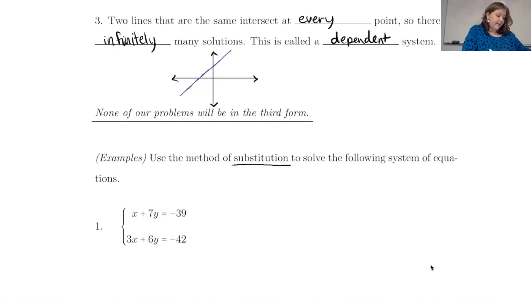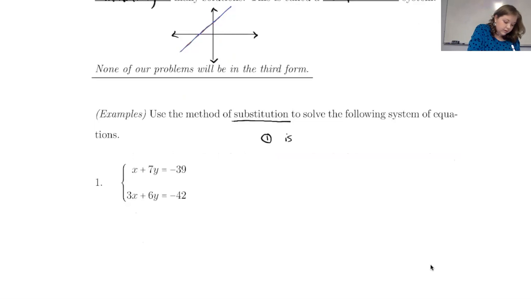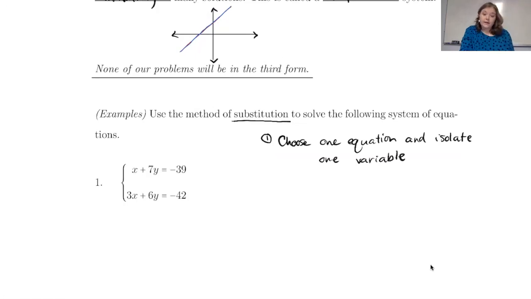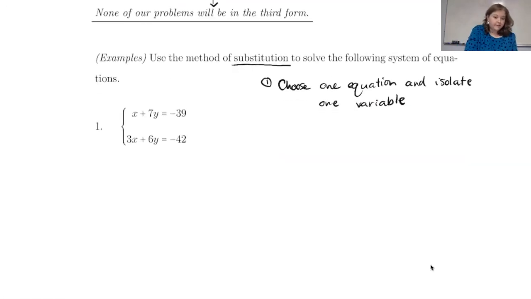With the substitution method, the basic steps are: number one, you pick one of the equations and isolate one variable. So get one variable by itself in one equation. So choose one equation and isolate one variable. And so I'm going to do that with this first example.